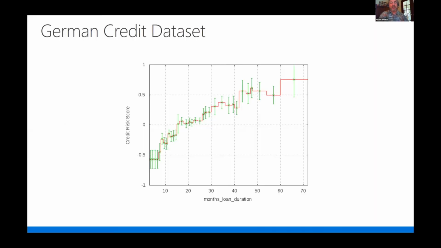This is a data set where we have a bunch of German nationals and German foreigners who have been given a loan, and we're looking at the risk of them defaulting on the loan. And here's one of the graphs. It turns out that the longer the loan duration, the higher risk. That makes sense. And it's a big difference, minus 0.5 to plus 0.5. That's a factor of 3 to 1 in odds ratio.